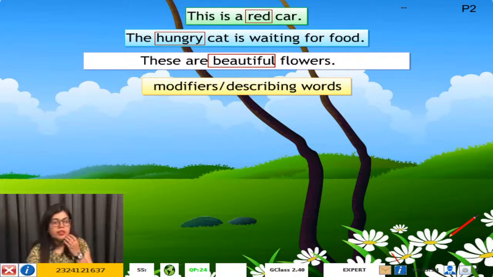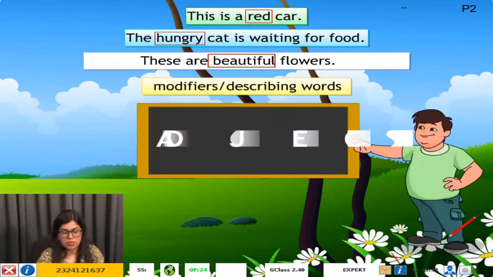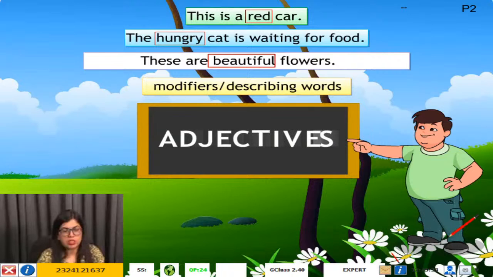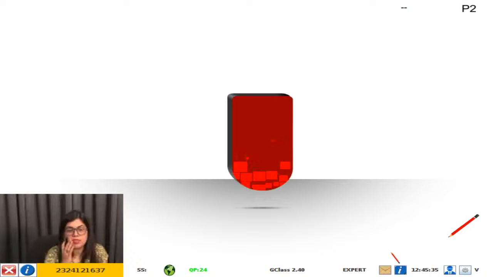Okay. So red, hungry, beautiful. These are what? Modifiers or describing words. So why modifiers or describing words? Since these words are describing the word just after them, isn't it? Like red is describing car, hungry is describing cat, beautiful is describing flowers. So all these describing words are known as adjectives.